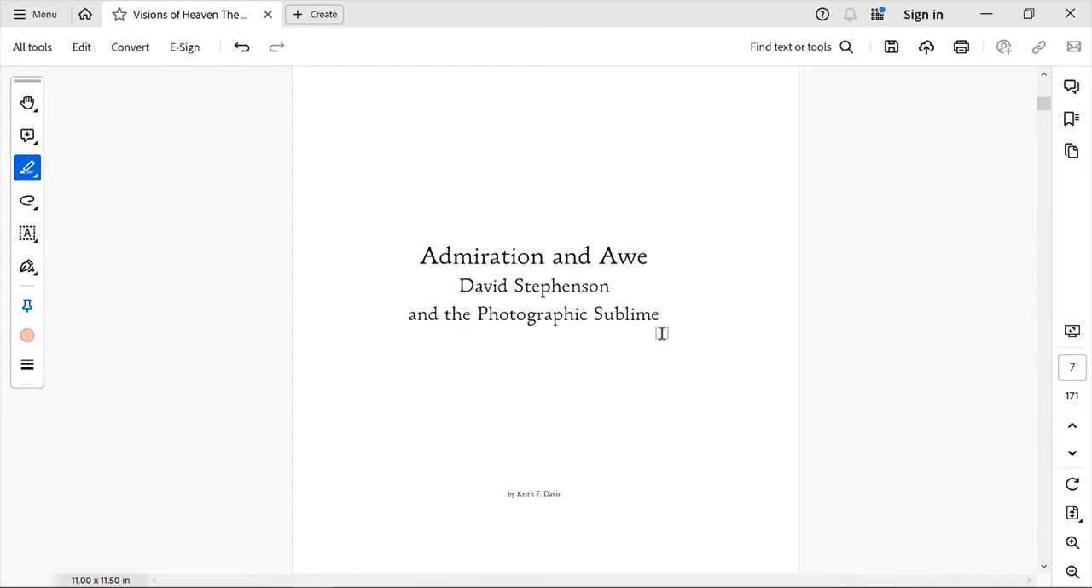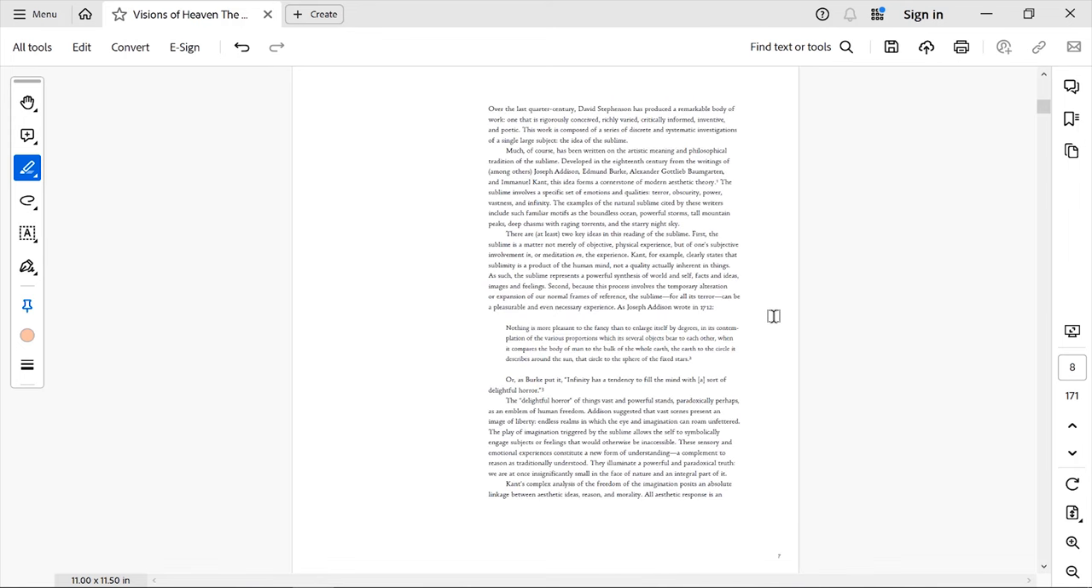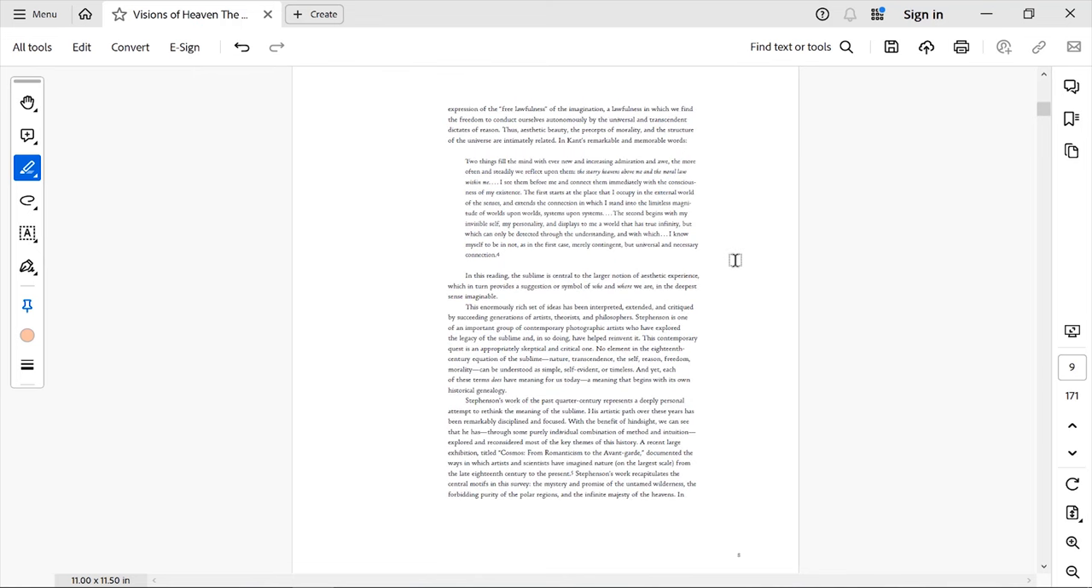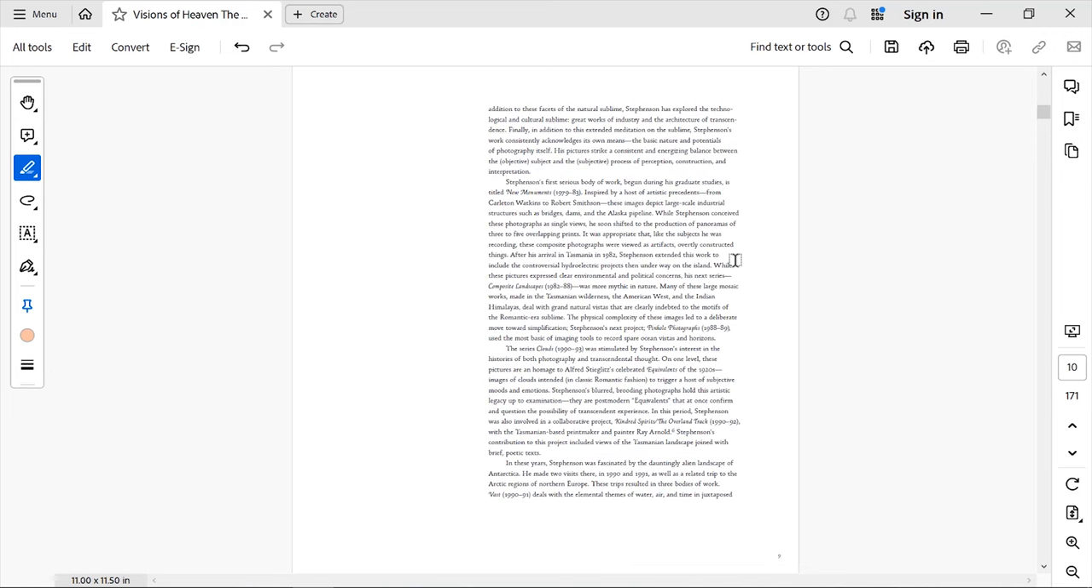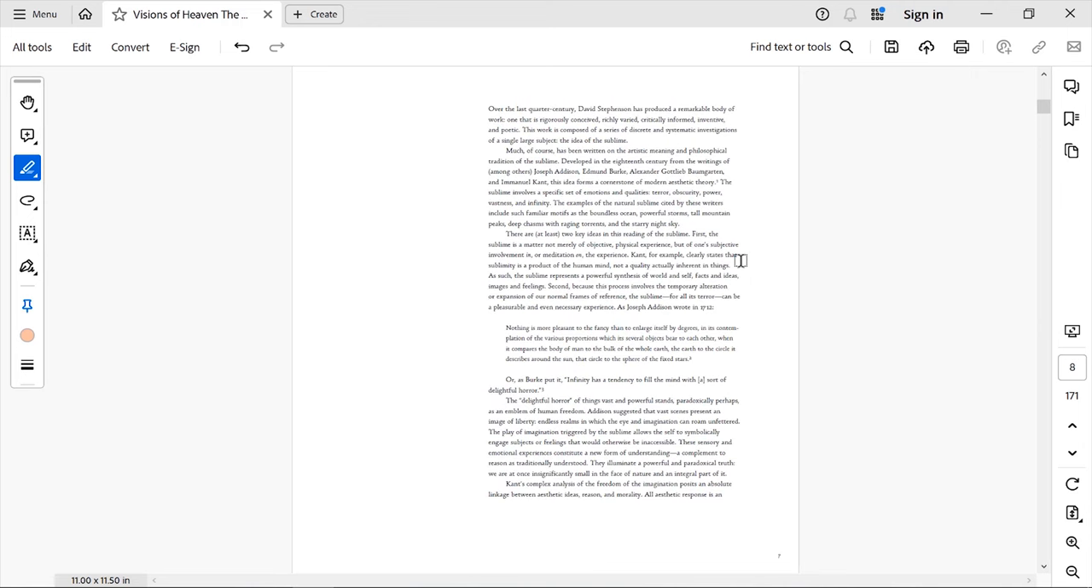So, Admiration and Awe by David Stephenson and the Photographic Sublime. Okay, so what we can do now, I'm not gonna read everything he's written, obviously, because this is something you enjoy when you're reading on your own. So I'm just gonna highlight his tiny little snippets.